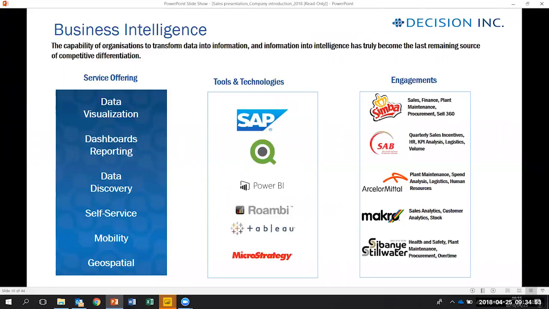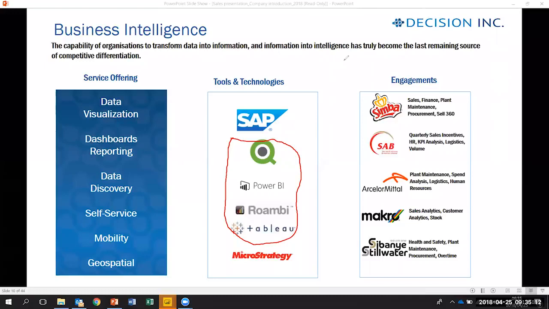So if you look at the tools and technologies there in the middle, sorry, I just want to get my drawing tool out here. So if you look in the middle there, we've got the three big players in Gartner's Magic Quadrant for BI technologies, and that's Click, Microsoft Power BI, and Tableau.